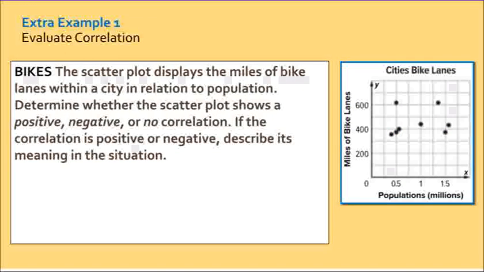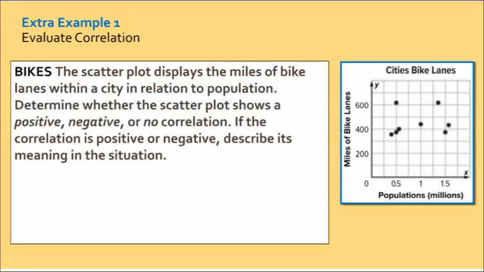Next, the scatter plot displays the miles of bike lanes within a city in relation to population. Determine whether it shows a positive, negative, or no correlation. If the correlation is positive or negative, describe its meaning in this situation. Now we have two variables, which is population and then miles of bike lanes. We want to know, does the population dictate the number of miles of bike lanes you have?